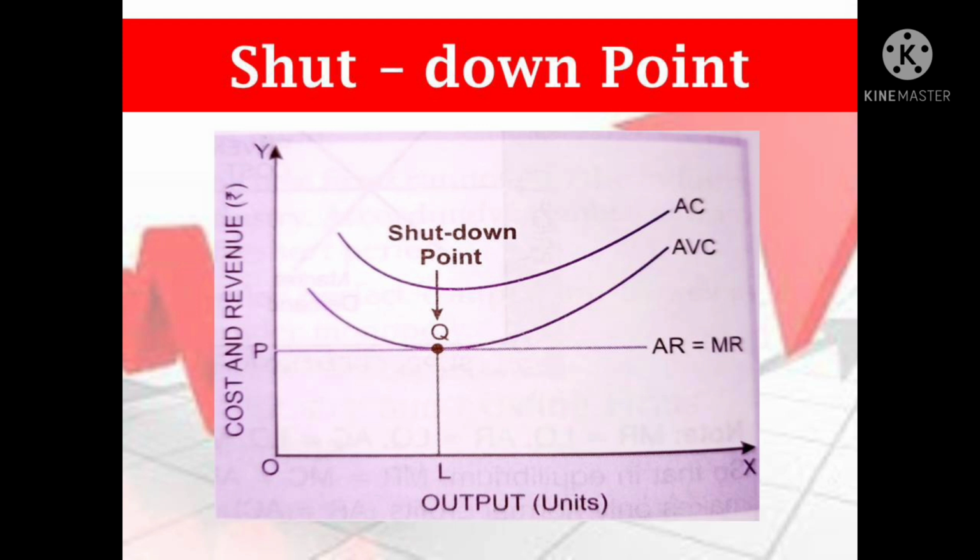When AR equals AVC, that is, average revenue equals average variable cost, the firm is incurring a loss of AFC per unit of output. Its total loss equals TFC, that is the total fixed cost, for a given level of output.